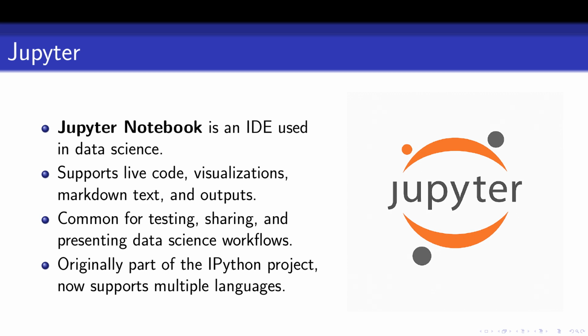Jupyter Notebooks are a widely used development environment in data science, known for their ability to combine live code, visual output, and explanatory text in one interactive interface. Originally part of the IPython project, Jupyter now supports many programming languages, but it remains most popular with Python. One of its main advantages is that you can run code in small, manageable cells and immediately see the results. This makes it ideal for experimenting with data, testing code snippets, and building reproducible workflows.